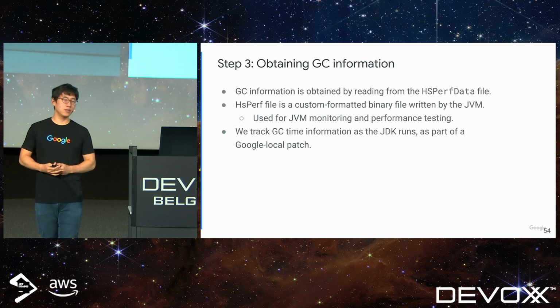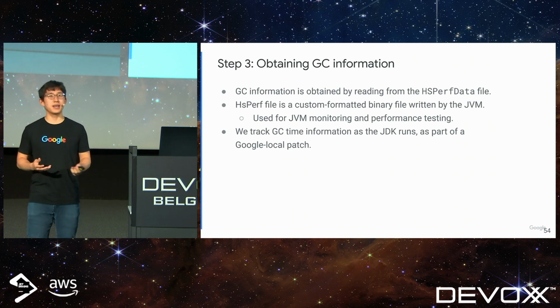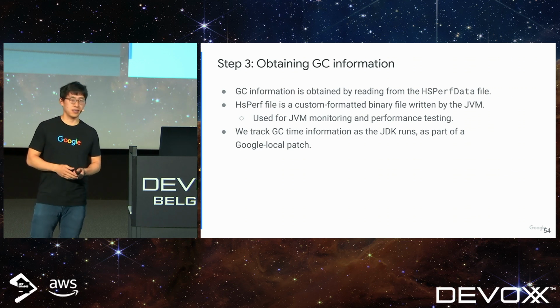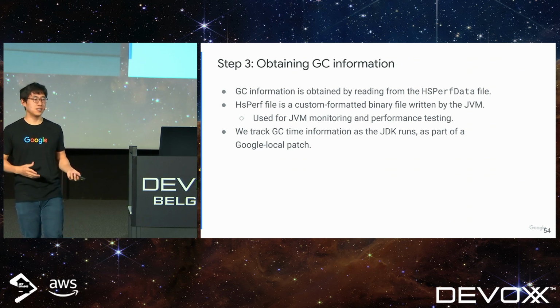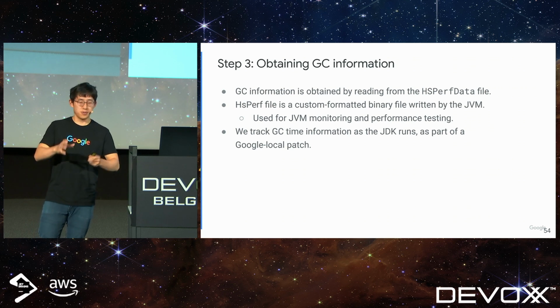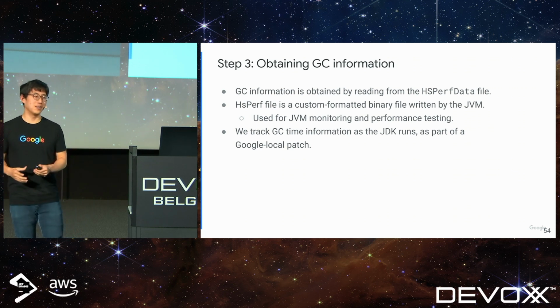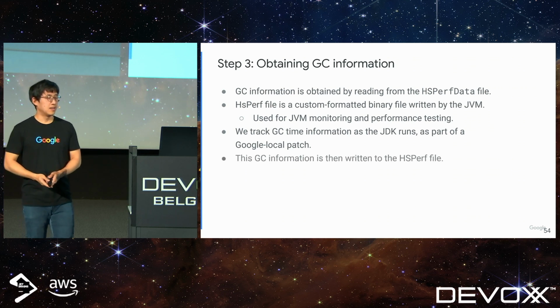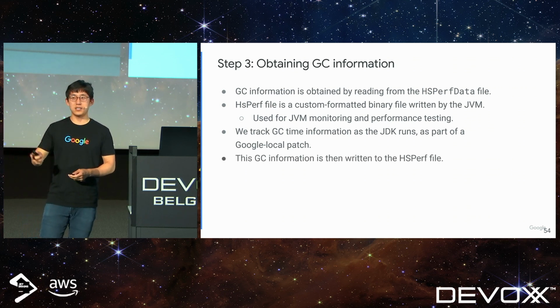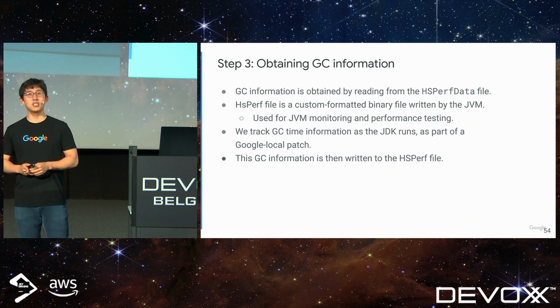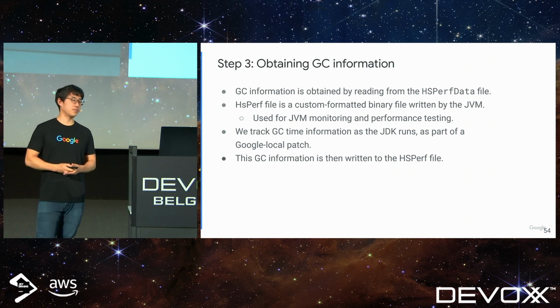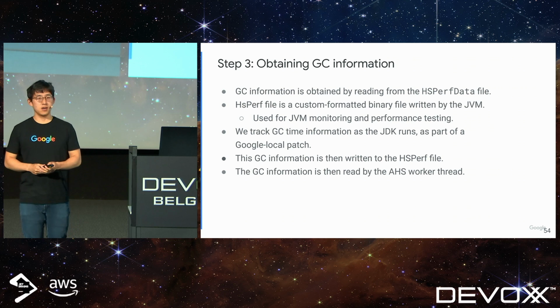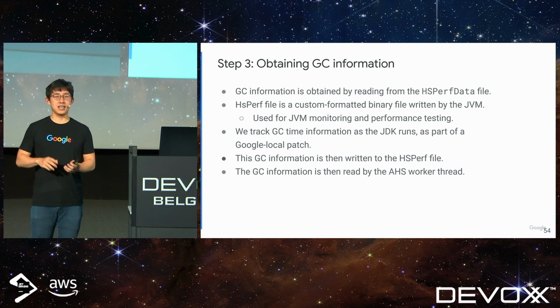And so at Google, we have some patches that we've made to the JVM, which allow us to track GC time information, like for example, how much CPU time is spent on GC. We break it down into the various components, but if we sum this all up, then we get total GC CPU time. We use these patches to write the GC information to our hsperf data file, and then we can easily read this file from the AHS worker thread.